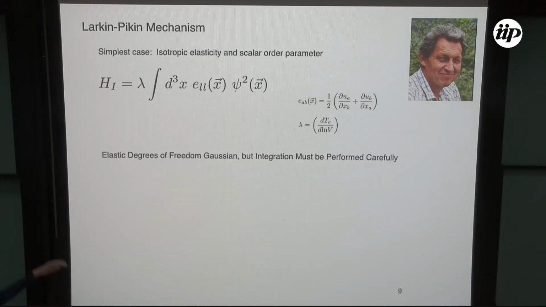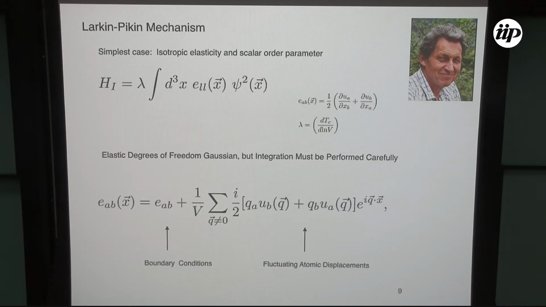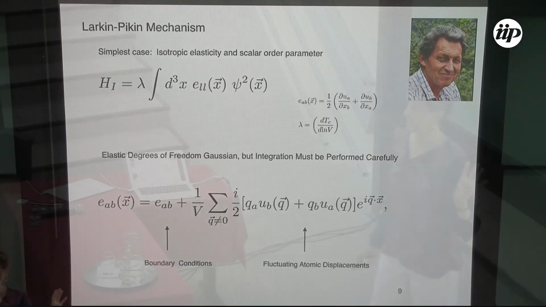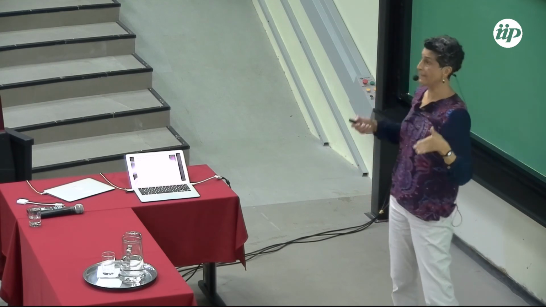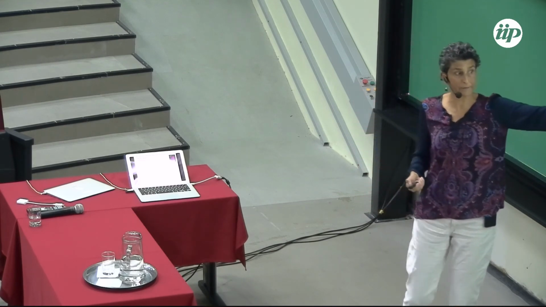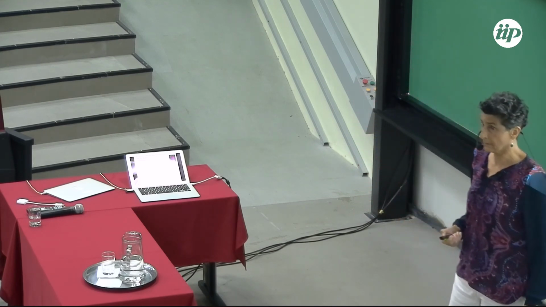The elastic degrees of freedom are Gaussian. So we want to integrate those out, but it has to be done very carefully. Why? Because it has to be divided into two terms, following very closely the Larkin-Pitkin paper. There's one term due to the fluctuating atomic displacements, and the other term due to the boundary conditions: a Q equals 0 term and a finite Q term.